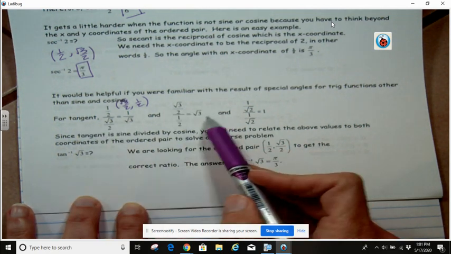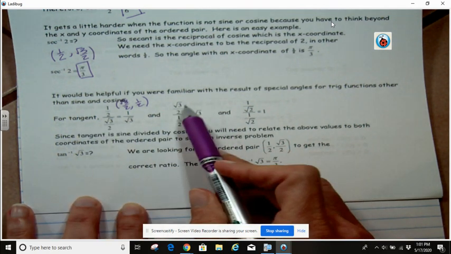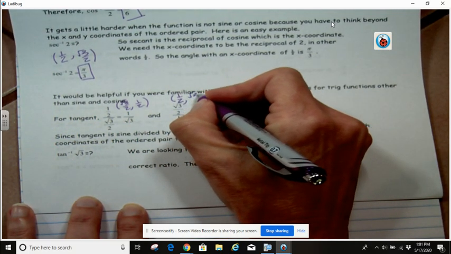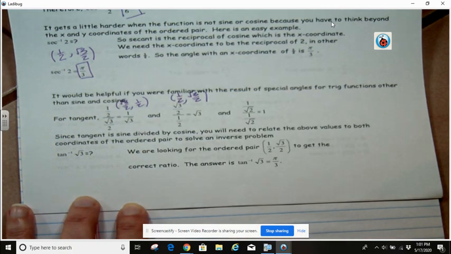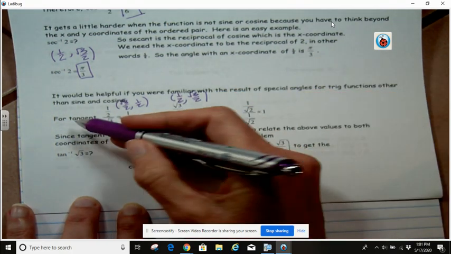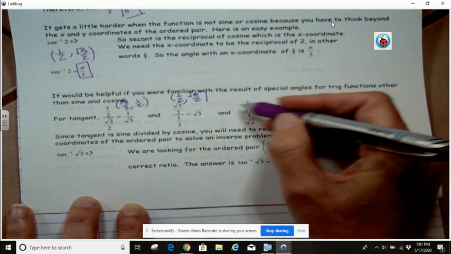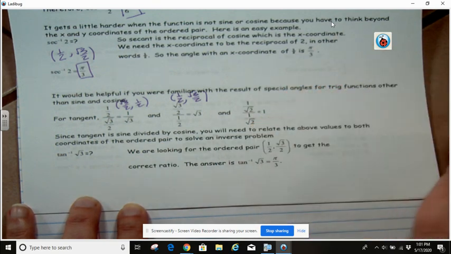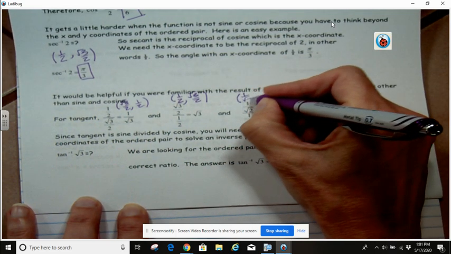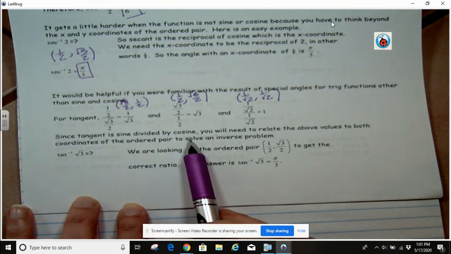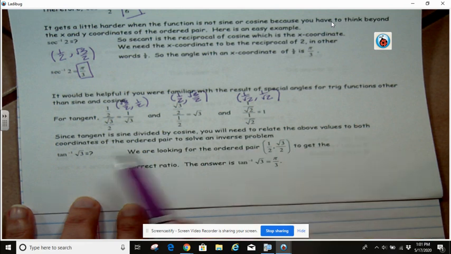If the tangent value was square root of 3, again, sine divided by cosine, or y divided by x, that ordered pair would have had to be 1/2, comma square root of 3 over 2. And if I got a tangent value of 1, well, from my 7 ordered pairs, the only way that would happen is if I divided something by itself. So the ordered pair must be 1 over root 2, 1 over root 2. That's the only possibility. All right, so since tangent is sine divided by cosine, you need to relate the above values to both coordinates of the ordered pair, as we just talked about.